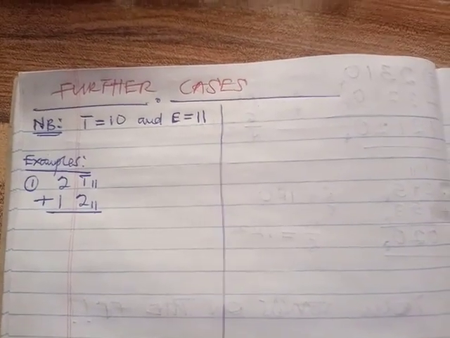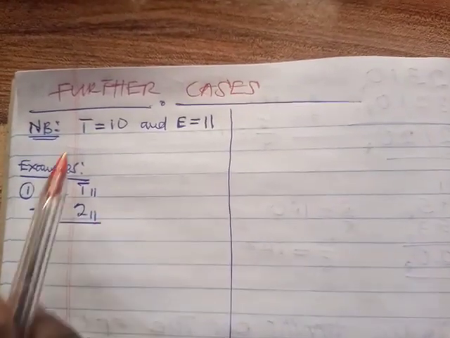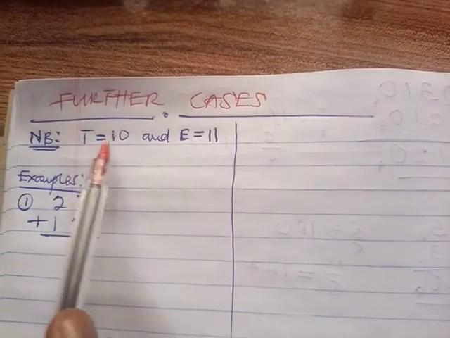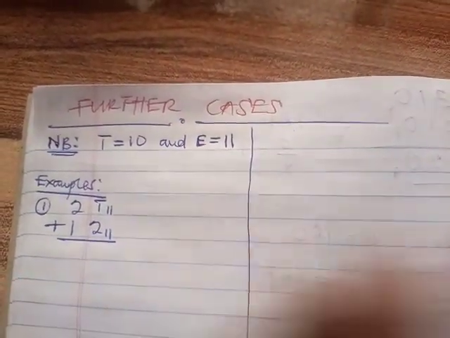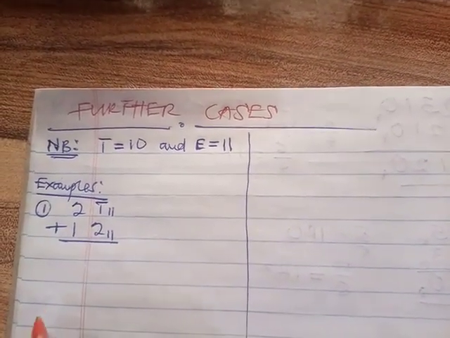So we are going to invite the t's and the e's. With this, we'll be seeing t's and the e's being added together. Now, we know from the onset that t is 10 and e is 11. So let's start with this problem: 2t base 11 plus 1, 2 base 11.